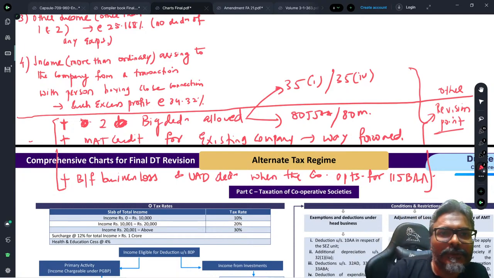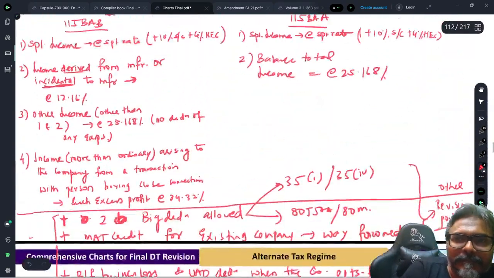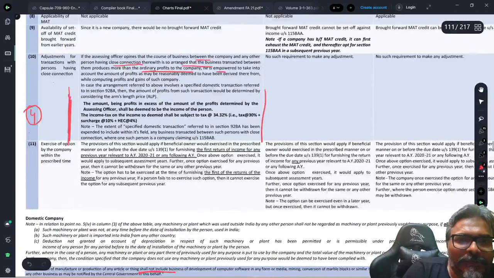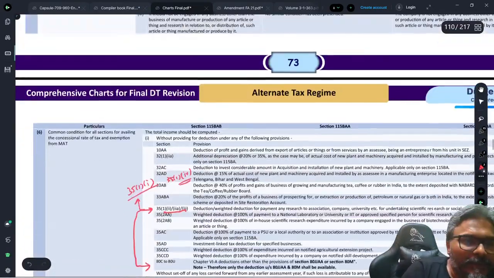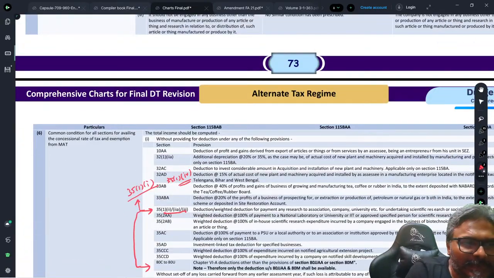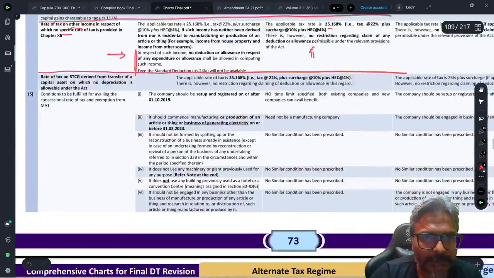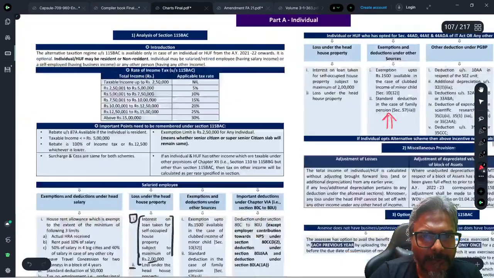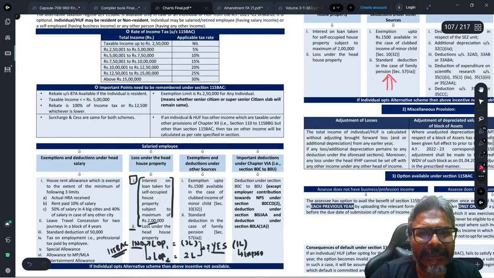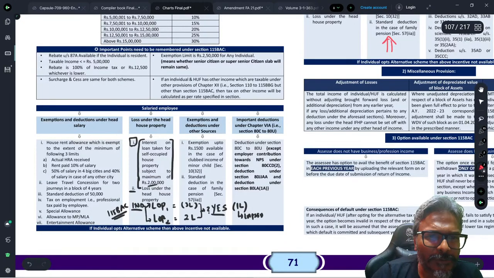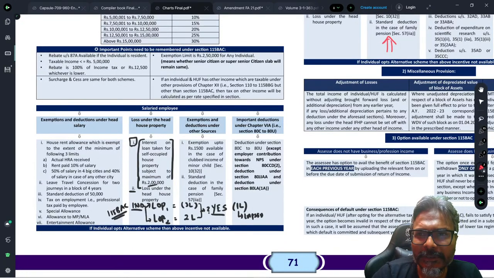If you all are through with this one, students, this covers your alternate tax regime for the company. Congratulations, students. With that now, if you all are through with this, we now come towards individuals, primarily, which has been there over here.